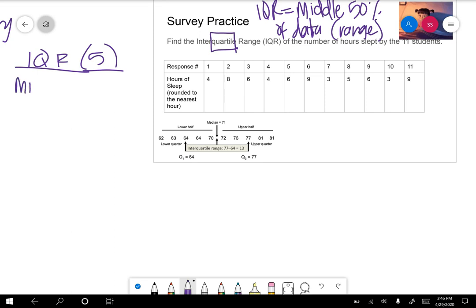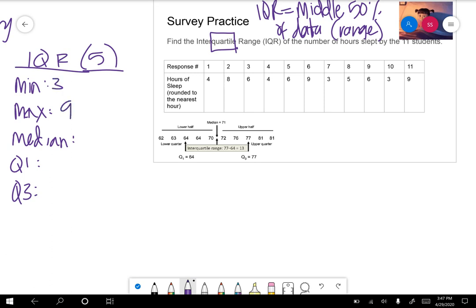You need the minimum, the minimum data value. You need the maximum, which we've already gone over with the range before. You also need the median, which we've already calculated. And then you need Q1 and Q3. And you're like, well, what the heck are Q1 and Q3? I will explain, don't worry, but let's fill these other ones out really quick. The minimum we know is 3. Maximum was 9. The median was 6. Okay. Q1.